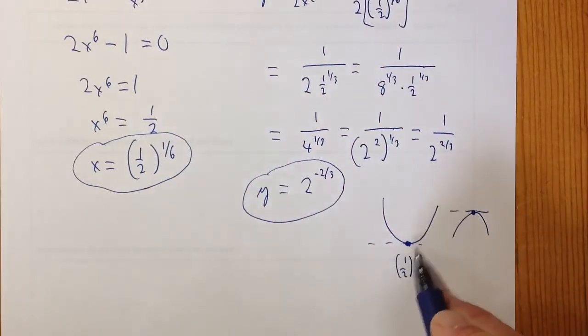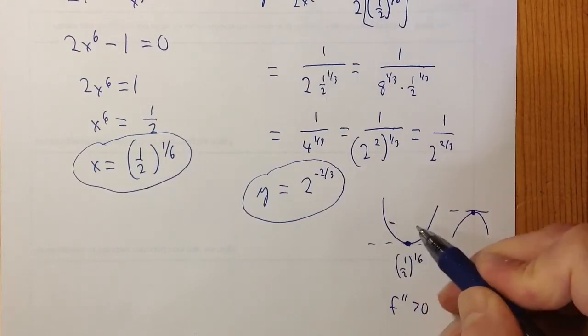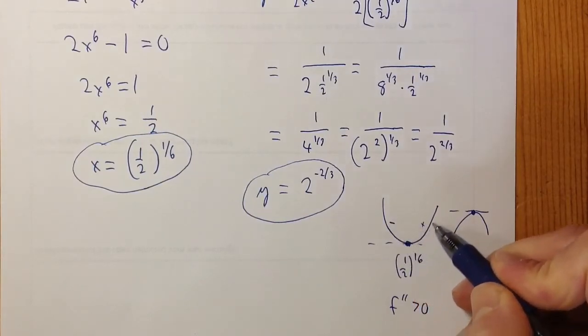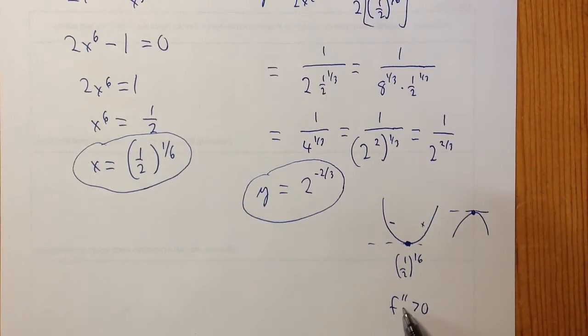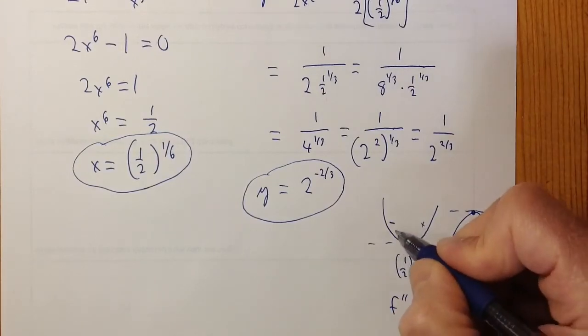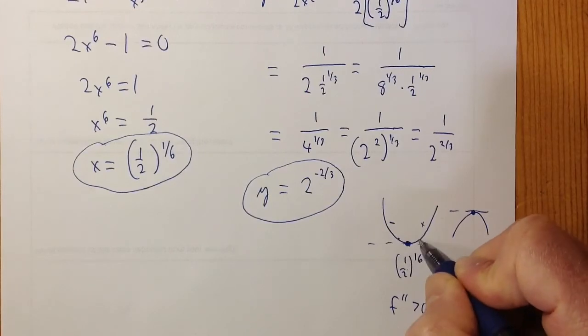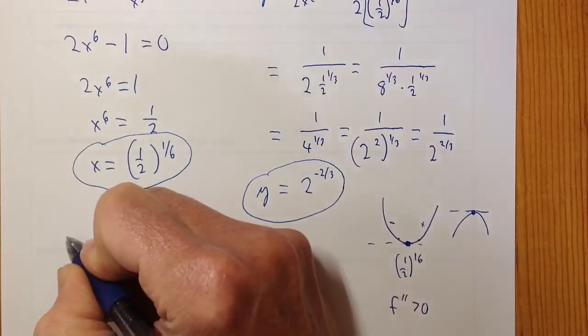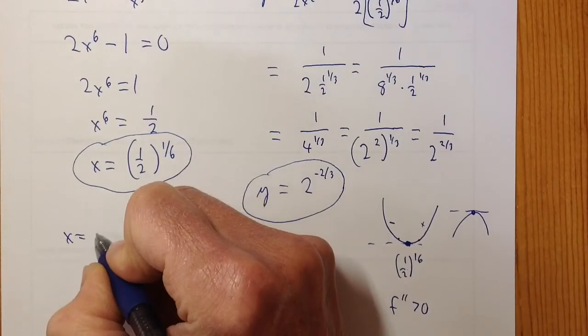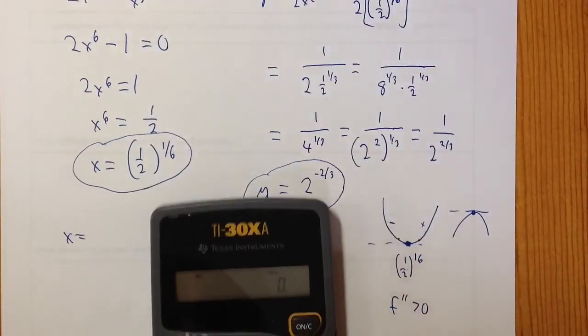And there are 2 ways to know. For a minimum, the second derivative is greater than 0, because it goes from negative to positive. It's changing in a positive way. So the rate of change of the derivative, which is the second derivative, is greater than 0, from negative to positive. Or you could find the slope, just plug in a number on this side of x and that side of x. So x is 1/2 to the 1/6 power, which is a tricky thing to figure out. So I'm going to do it on here.